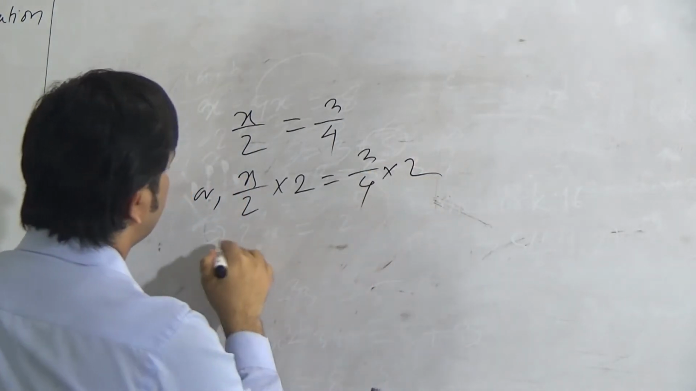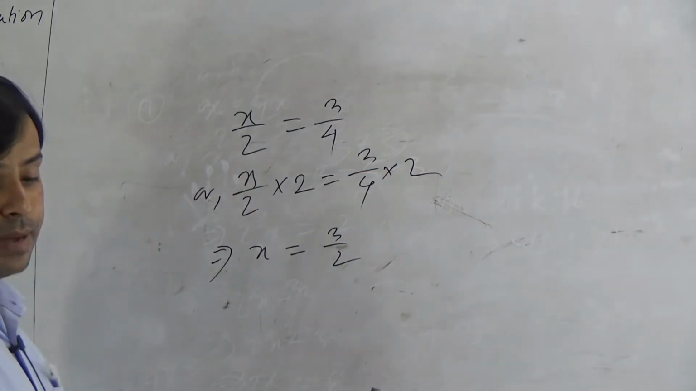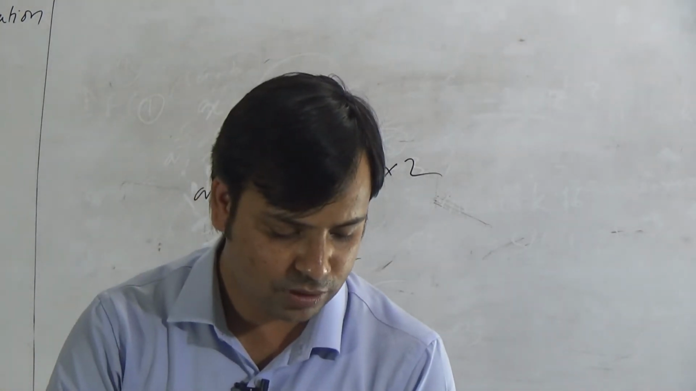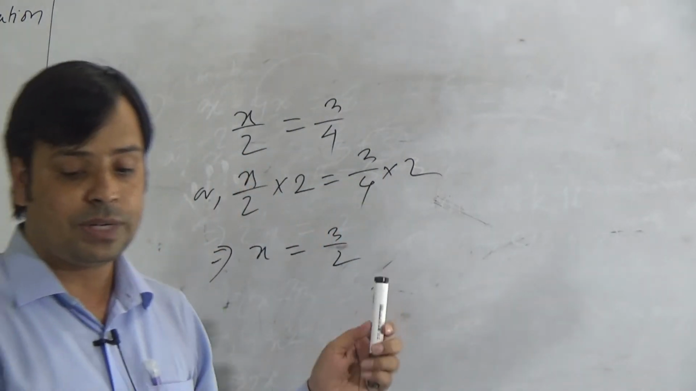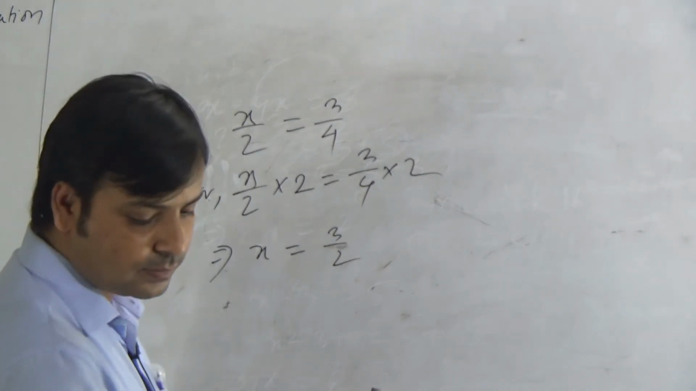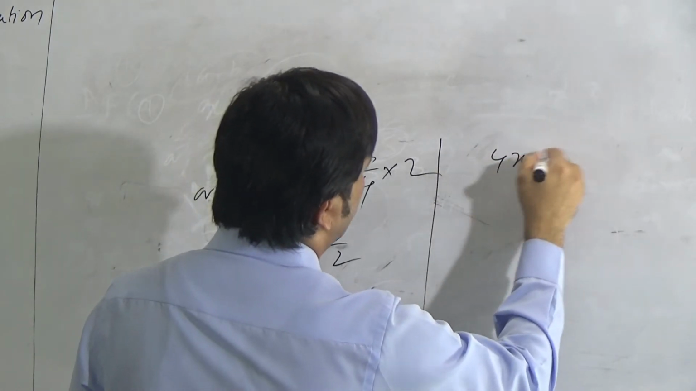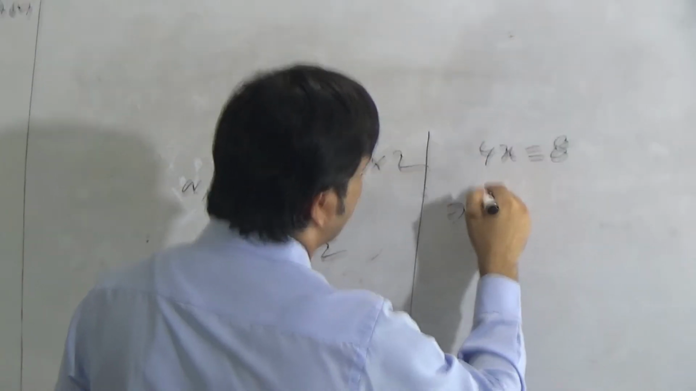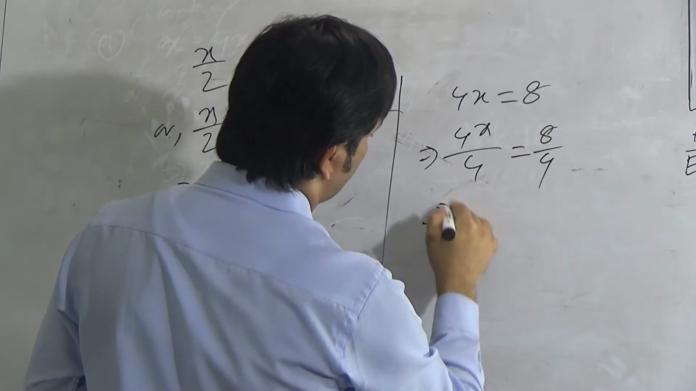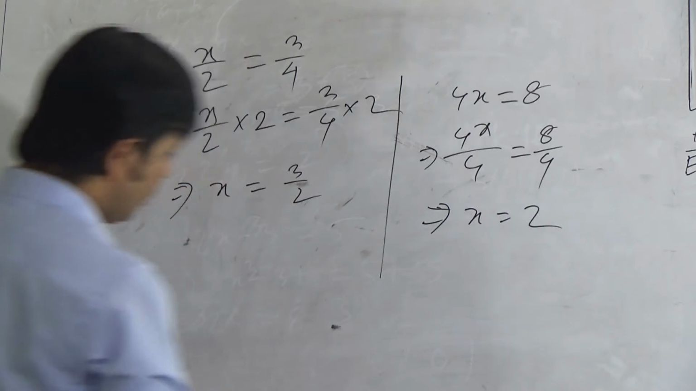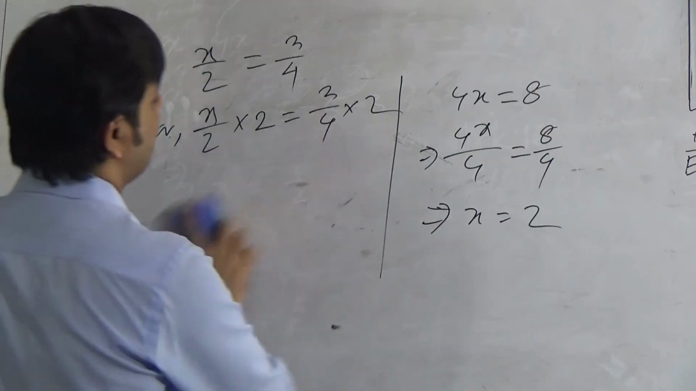So we can write here, we have to multiply this, or x equal to 3 by 2. This is the cancellation law for multiplication. Or we can write it this way: if it is given in this form, 4x equal to 8, then we have to divide both sides by 4. It means we are multiplying by 1 by 4. So we are getting x equal to 2. In this way also, the cancellation law for multiplication can be shown.